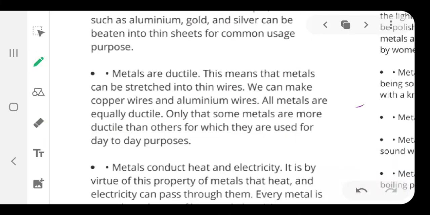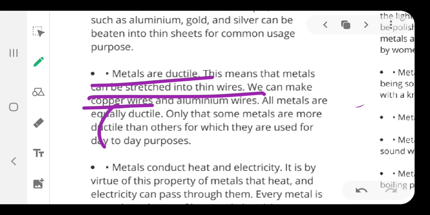Then metals are ductile. I have told you that you can stretch them into thin wire form, and you can have lots of metals such as copper, and copper symbol is Cu, as well as these metals can be drawn into thin wires. Then aluminium wires are there. We do have wires in the case of the metal called gold, which is one of the most ductile metals.